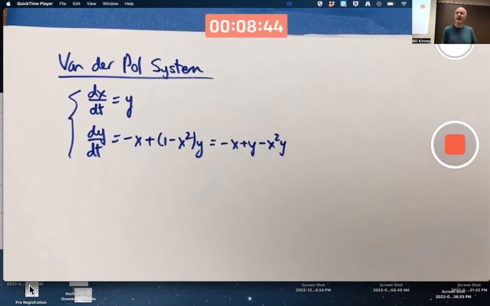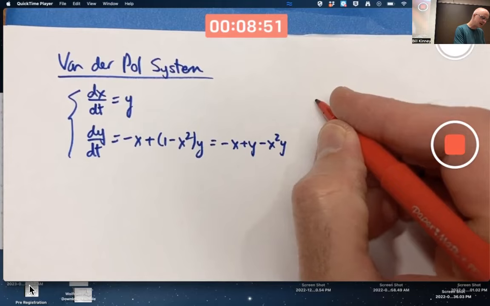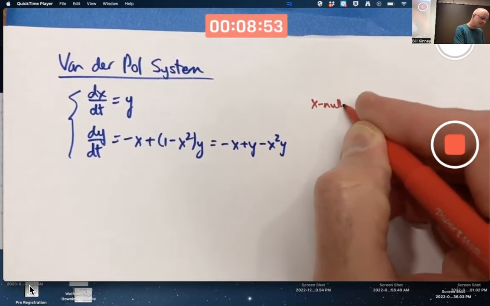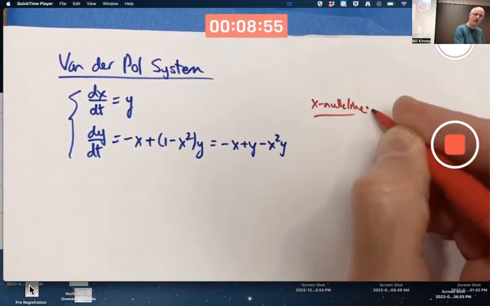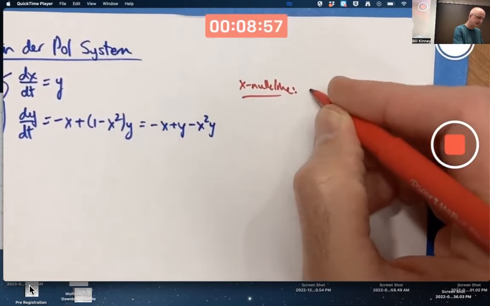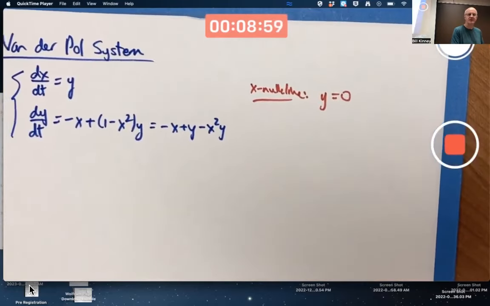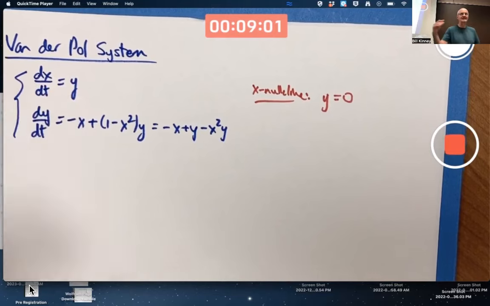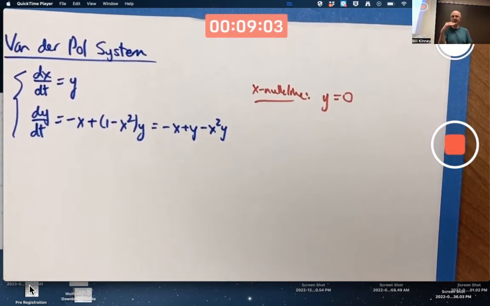When we get to chapter 5 in the textbook, we'll use more tools to make sure we've got a pretty accurate phase portrait. For the x null line, that's where dx/dt is 0. So that's equivalent in this case to y being 0. Since dx/dt equals y, that's the x-axis, where y is 0. There you're going to have vertical tangents to solution curves.